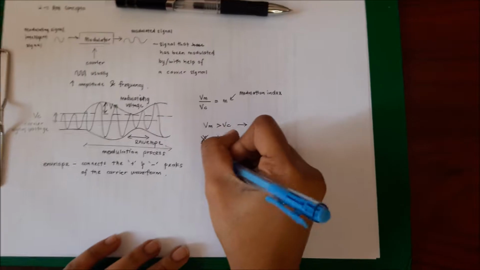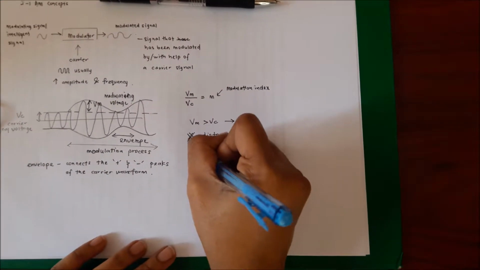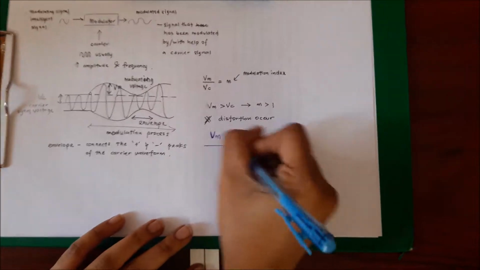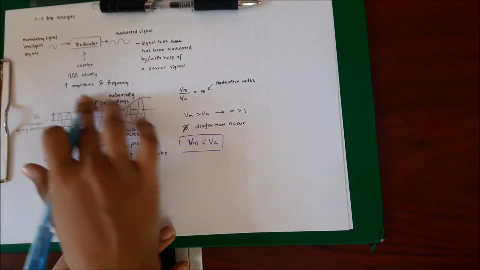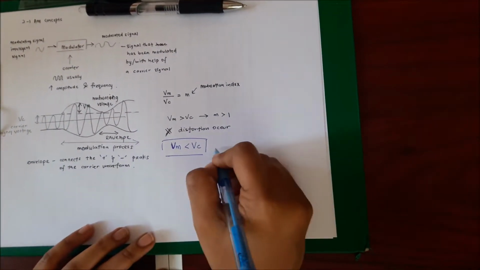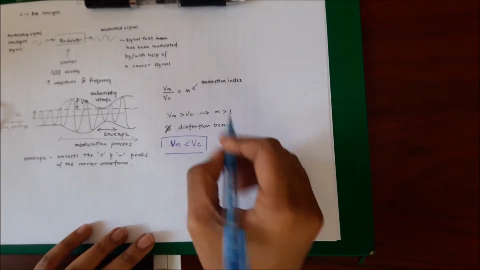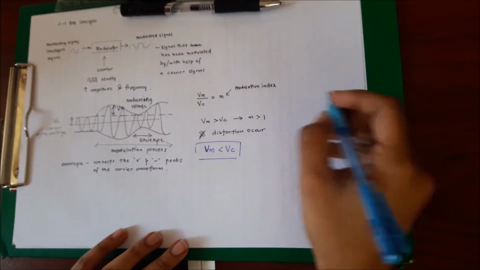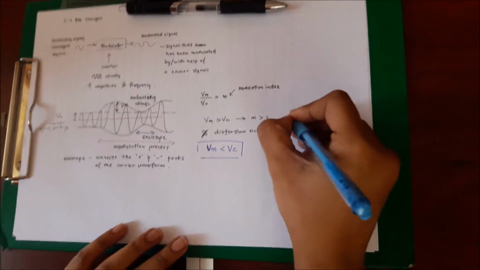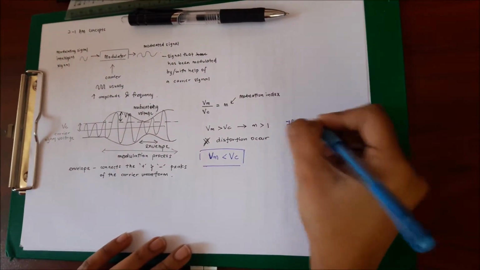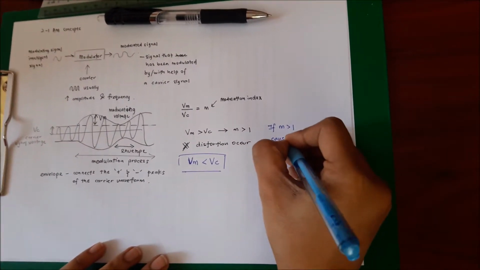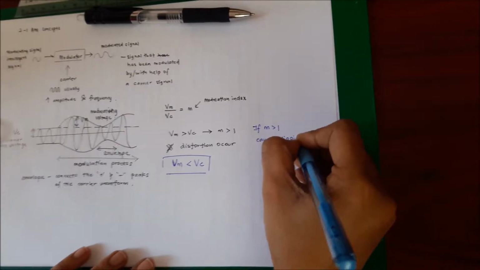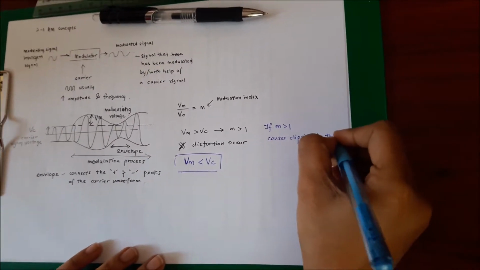Therefore, you need to make sure that your Vm is always less than your Vc. This is the first condition to obey in order to make sure that our modulated signal does not have any distortion or clipping effect at the output. If your M, the modulation index, is larger than 1, it causes clipping in the output signal.